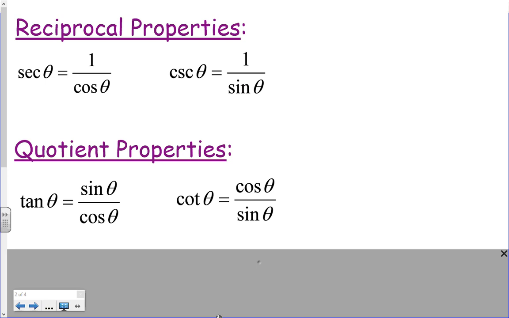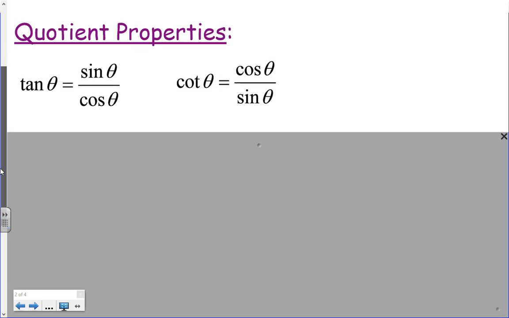Now, we previously had talked about the fact that cotangent is the reciprocal of tangent. So if we know that tangent is sine over cosine, reciprocating that gives us that cotangent property there. So we shouldn't be surprised by that part right there. But let's make sure that we understand why this is the case here for the quotient properties. And we'll do that with a little proof.